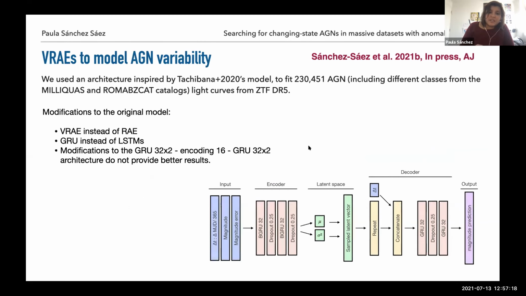So the main changes that we do to the original architecture is instead of using a recurrent autoencoder, we are using a variational recurrent autoencoder. And also the units that we are using, instead of using LSTMs, we are using GRUs. This is a small change. But the rest of the architecture is exactly the same. So we are using the same number of layers and units. And we tested other modifications like more layers, different number of units. But at the end, the results were very similar. So we decided to keep the same number of layers and units as in the original paper.